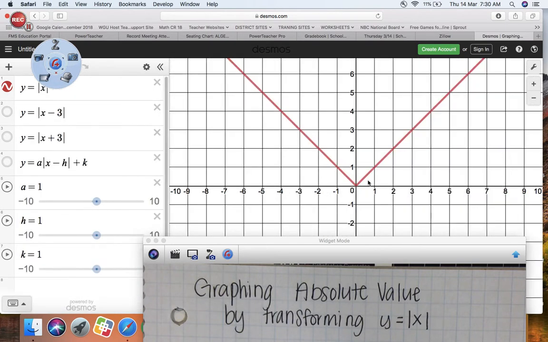Okay, so if you look at this, you can see that it starts at the origin, and we call this the vertex. So this vertex starts at the origin, and then it goes up one and over one, and this goes up one and over one this direction. So this is the V-shaped. We've looked at creating the table and why it does that, because the absolute value of -1 is +1. The absolute value of +1 is also +1.